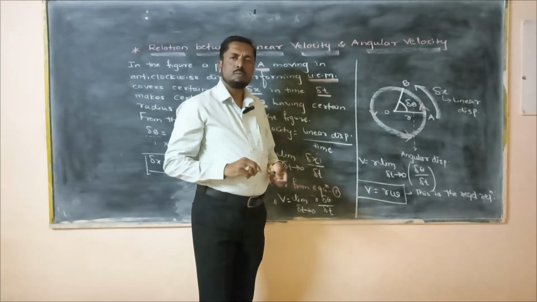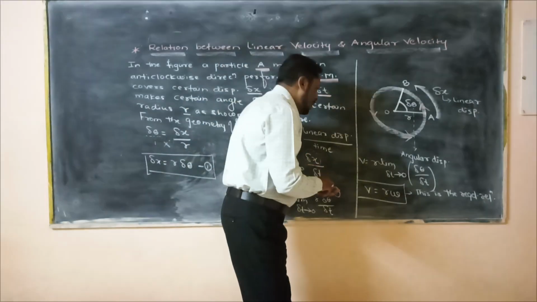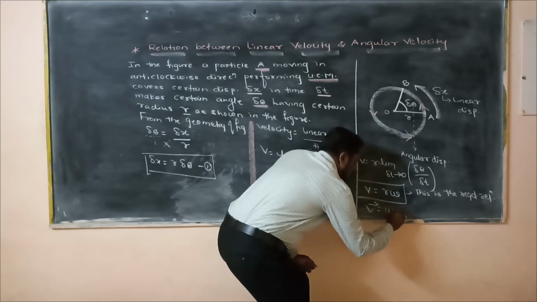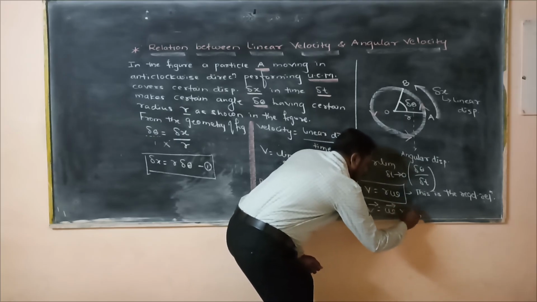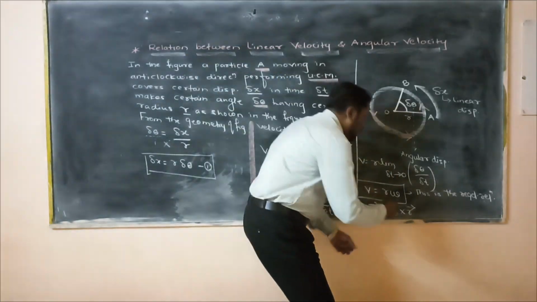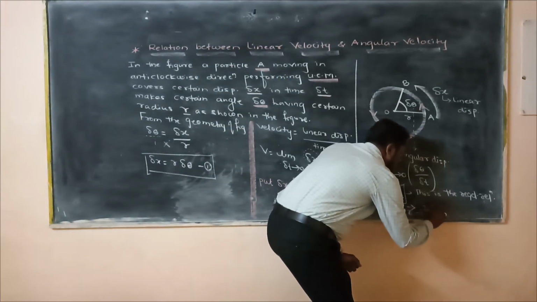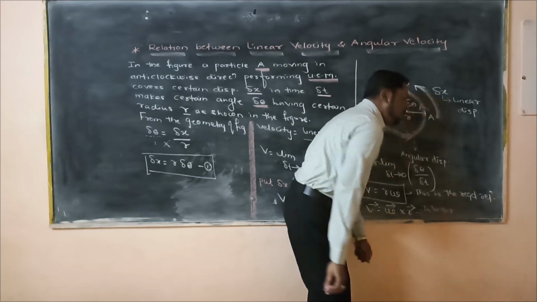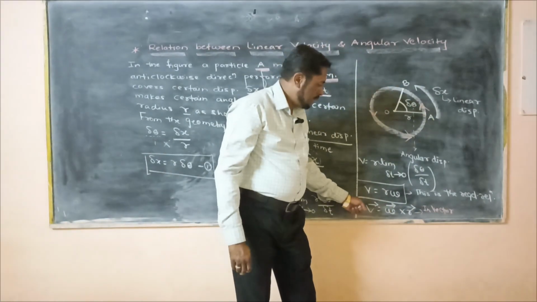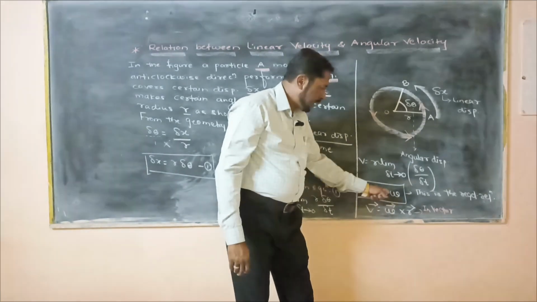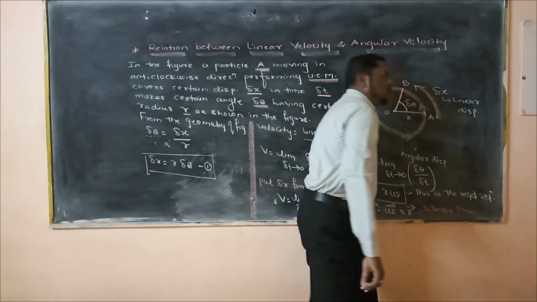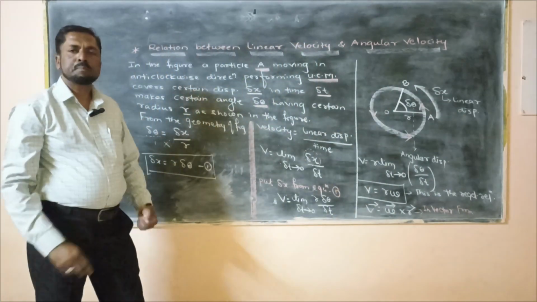In vector form, we can write it in this way. If we are writing in vector form, it becomes vector v is equal to vector omega cross vector r. If the question asks, write the relation between linear velocity and angular velocity in vector form, we have to write it in this way: vector v is equal to vector omega cross vector r. Okay, so watch it carefully.